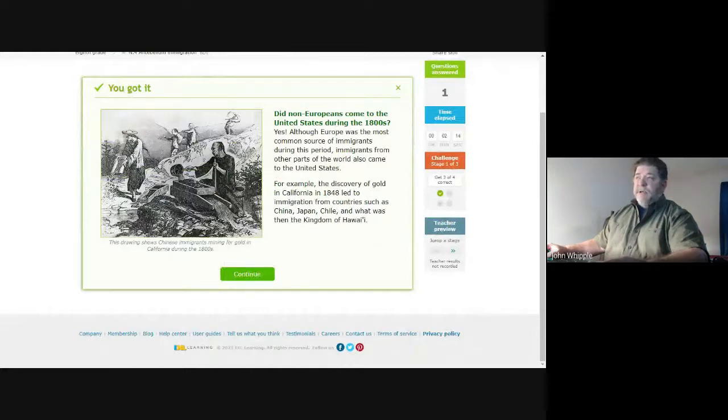Did non-Europeans come to the United States during the 1800s? Yes, of course they did. Although Europe was the most common source of immigrants during this period, immigrants from other parts of the world also came to the United States. For example, the discovery of gold in California in 1848 led to immigration from countries such as China, Japan, Chile, and what was then the Kingdom of Hawaii. And we have the picture here showing the Chinese immigrants mining for gold.